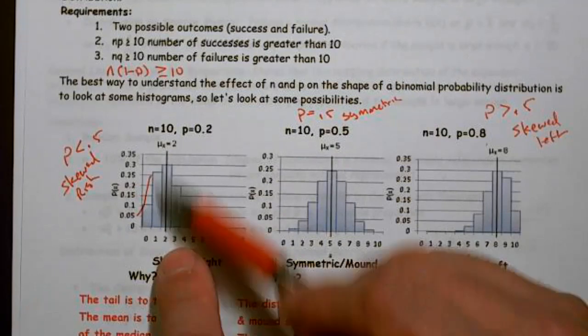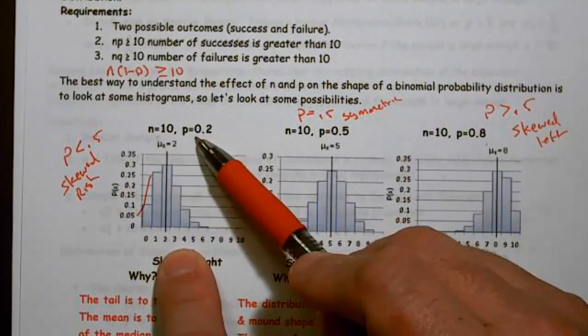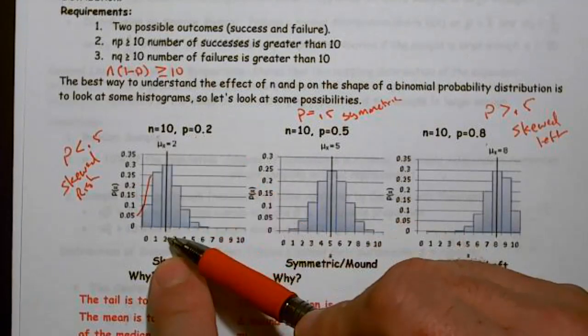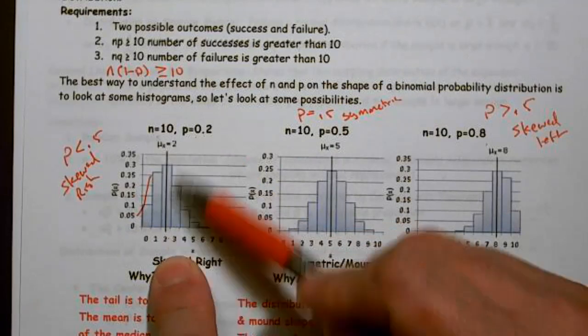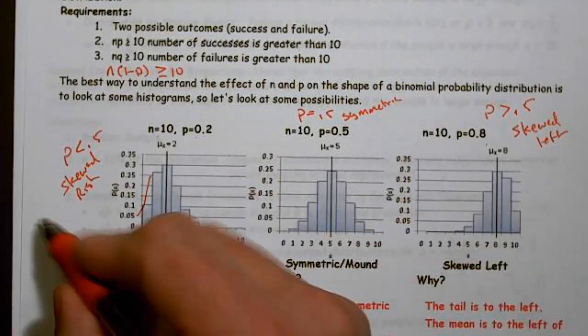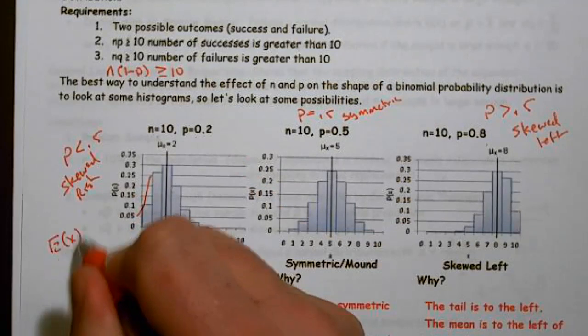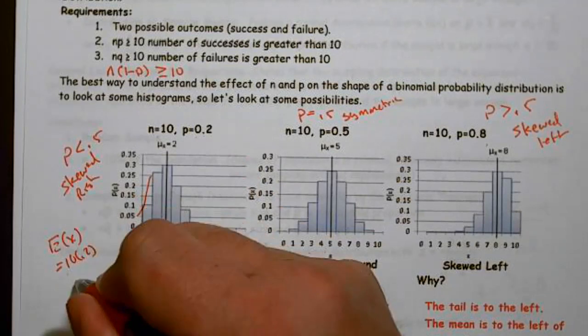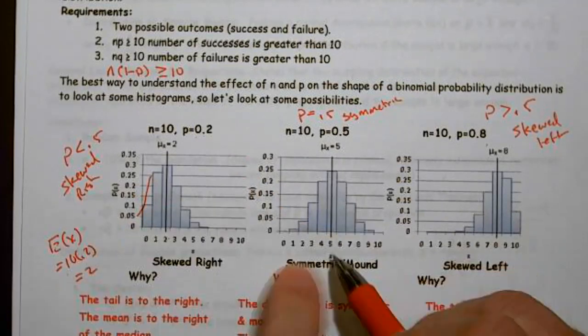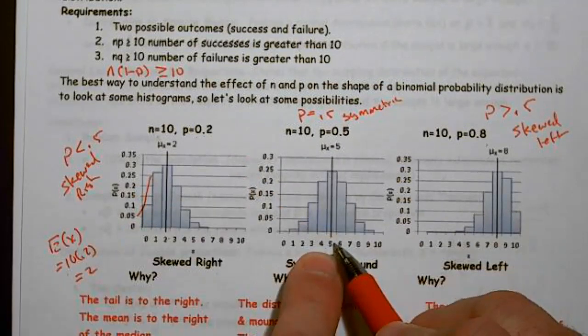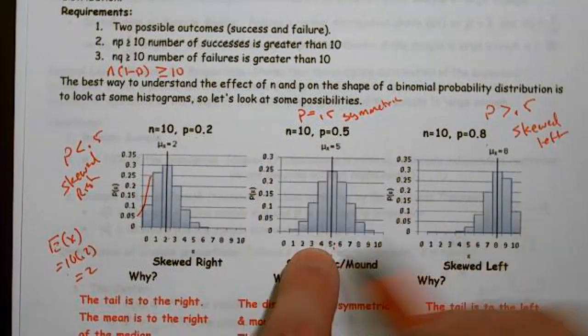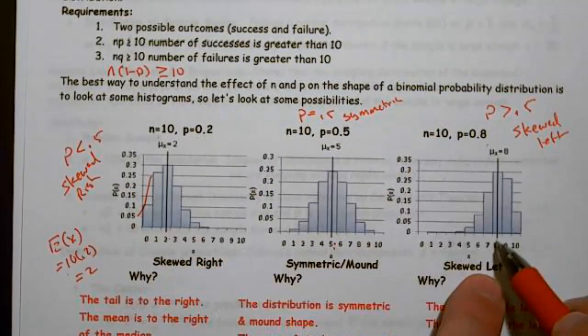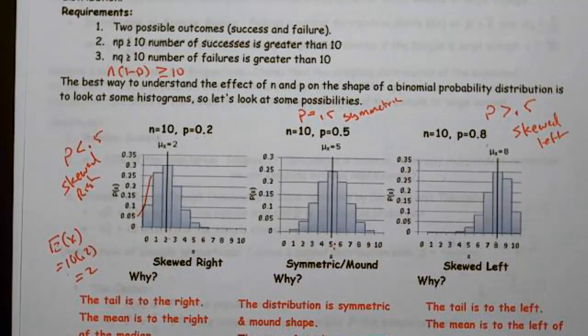And basically we can sit there and go, well, 10 times 0.2, what would we expect? We'd expect to be centered on 2. All right, our expected value in this case would be 10 times 0.2, which equals 2. Here, we expect to be centered because 10 times 0.5 is 5. 10 times 0.8 is 8. So that's how we get those centers.